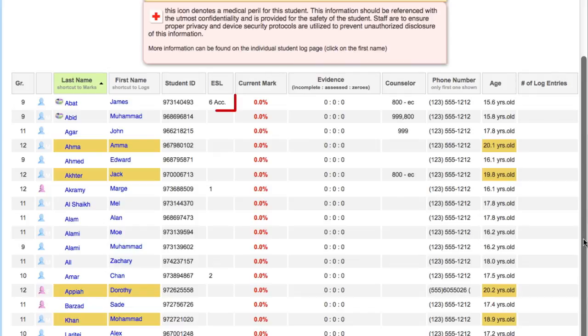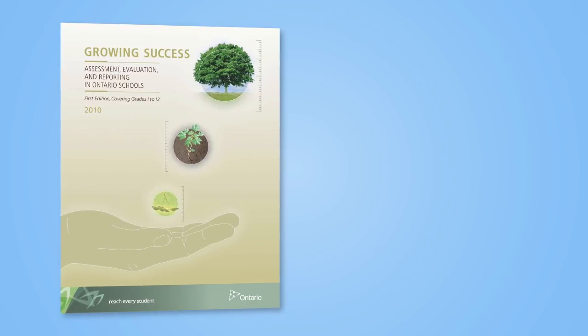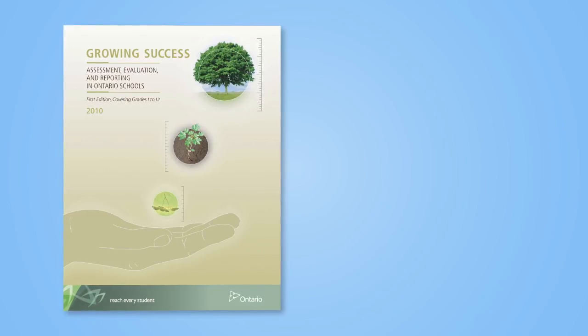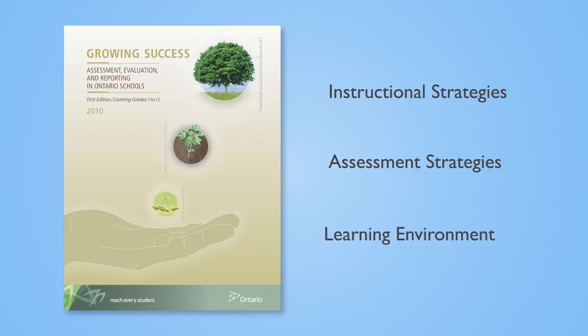The code 6Accommodate means that while the student has completed ESL programming, he or she still requires focused academic supports in the form of accommodations in order to meet the language demands of the Ontario curriculum. Timely access to information is intended to support teachers in providing the necessary program adaptations in instruction, assessment, and environment as required by the individual student.